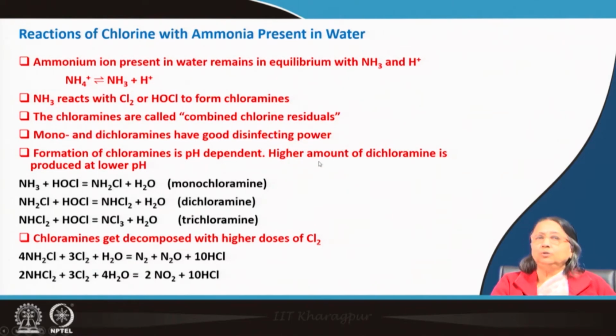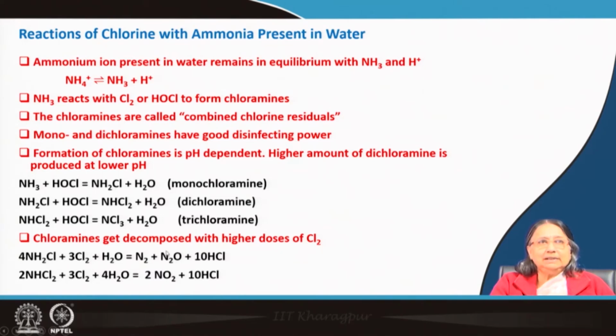Formation of chloramines is also pH dependent. So, pH has a major role here. You have seen that in chlorine chemistry, and here also you will see that it has a great role. A higher amount of dichloramine is produced at lower pH. So, what is the reaction? NH3 plus HOCl gives monochloramine. Mono means one, so one chlorine is there. Further reaction gives dichloramine, where two chlorine atoms are there, and then trichloramine, which is a very toxic substance. Mainly these two are formed.